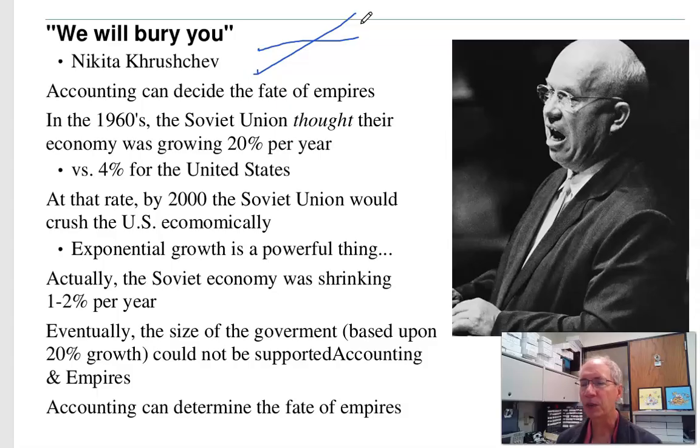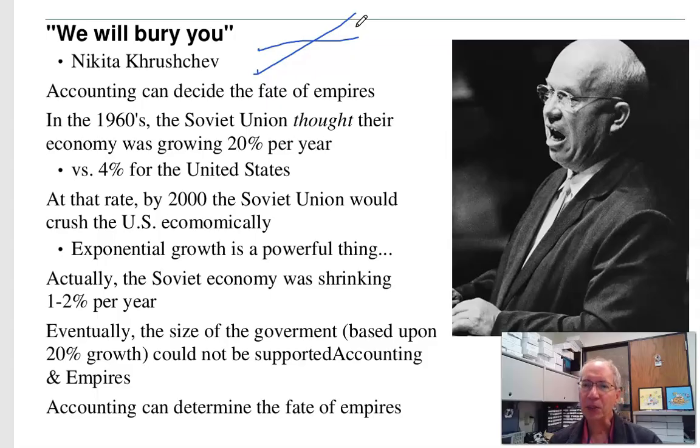So when Khrushchev went before the United Nations, took his shoe out and started pounding on the table, "We will bury you," that's what he was referring to. At 20% growth, the Soviet economy would be so large by 1980 that they would just crush the West economically. And they built their entire economy, built their entire military, assuming 20% growth.